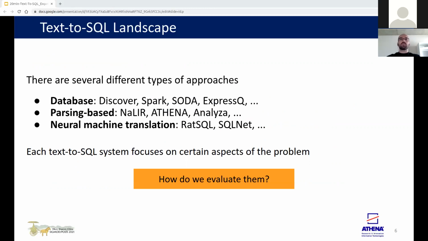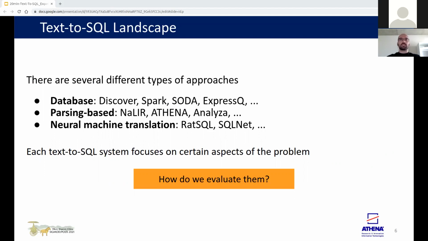The text-to-SQL landscape is broad, and there are several different types of approaches with their pros and cons. Database approaches can handle a variety of query types without employing neural networks, and they always produce queries that can be executed over the underlying data. Parsing-based approaches generate a parse tree that contains information about the input tokens and their relationships, which can then be mapped to query generation rules.